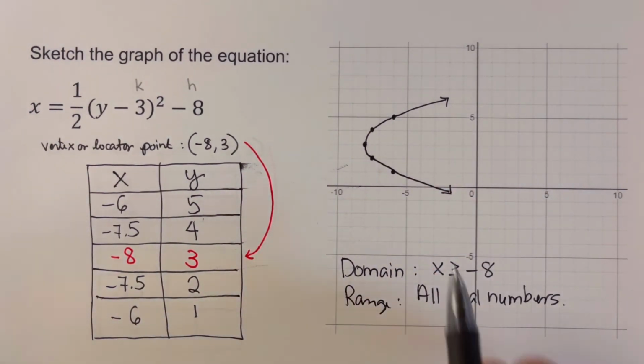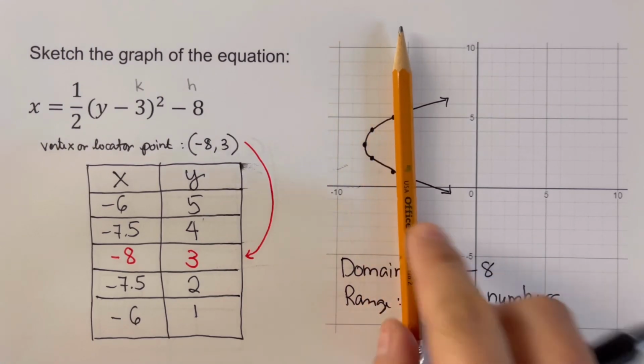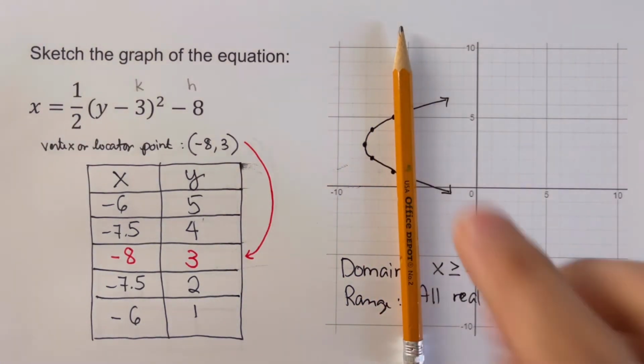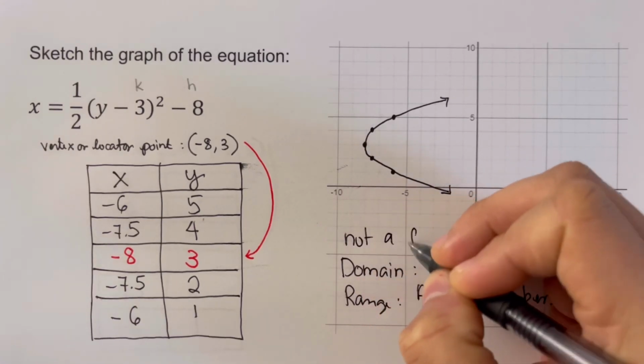And please take note that this kind of graph is not a function because when we test it using the vertical line test, it's going to touch this pencil twice. So this is not a function.